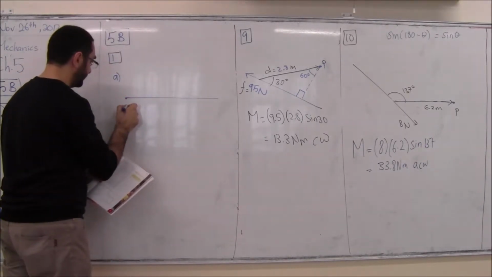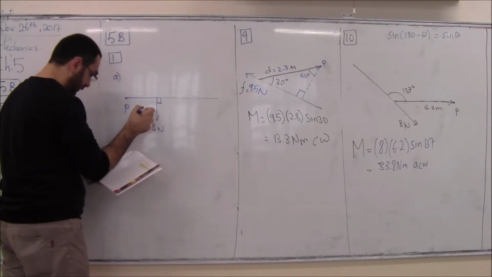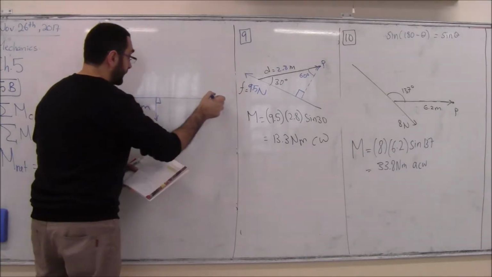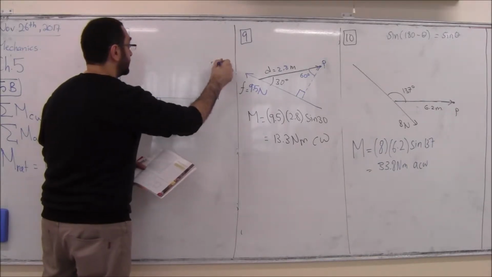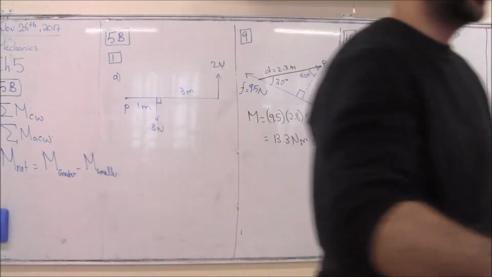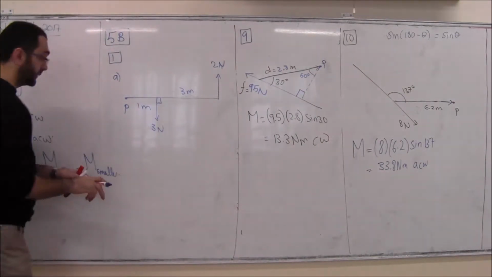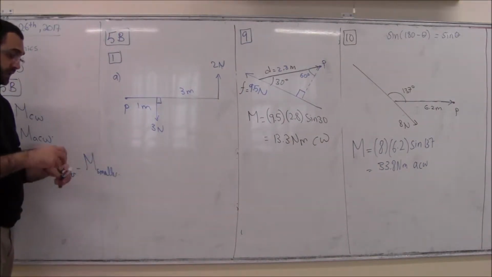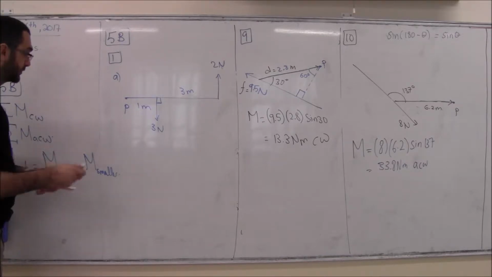Here at B, there's a force of 3 newtons at 90 degrees, 1 meter away. Here, 2 newtons, 3 meters. Okay guys, pay attention here please. To calculate the net moment about B, I have to determine the moment for each force.